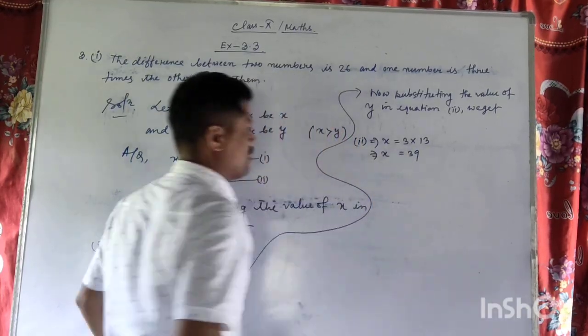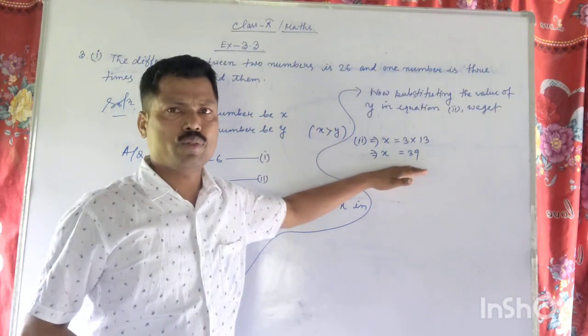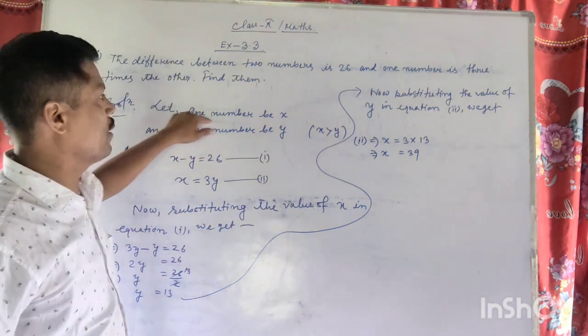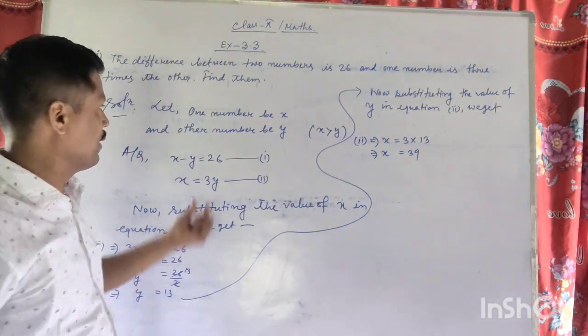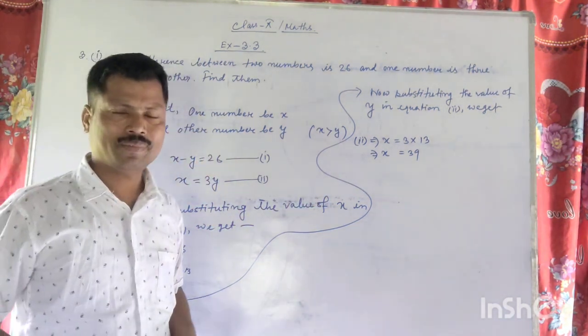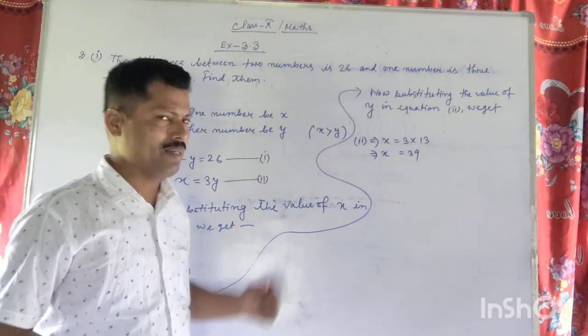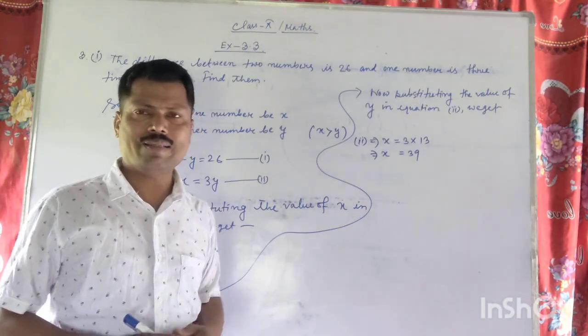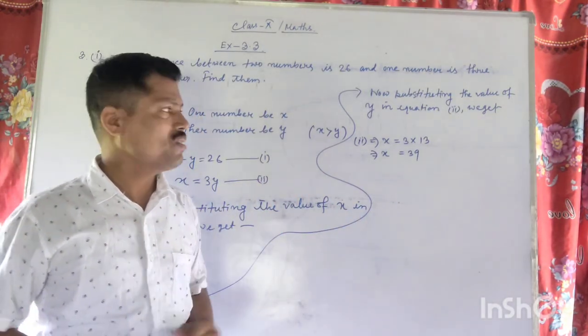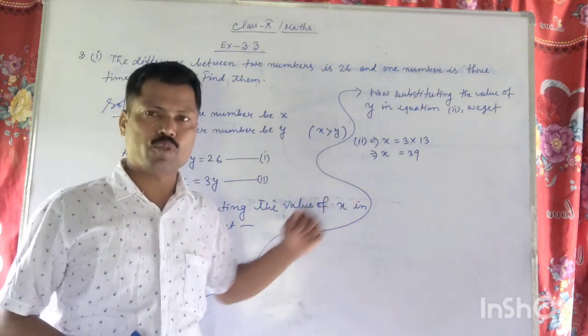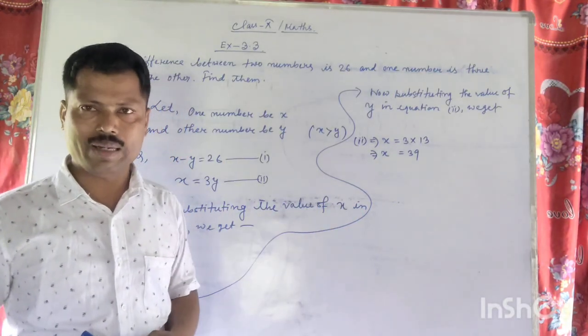So x is equal to 39. So what have we taken x for? One number, and y is taken here for the other number. So here we can say, hence one number is 39 and the other number is 13. So we can also check whether our sum is correct or incorrect.